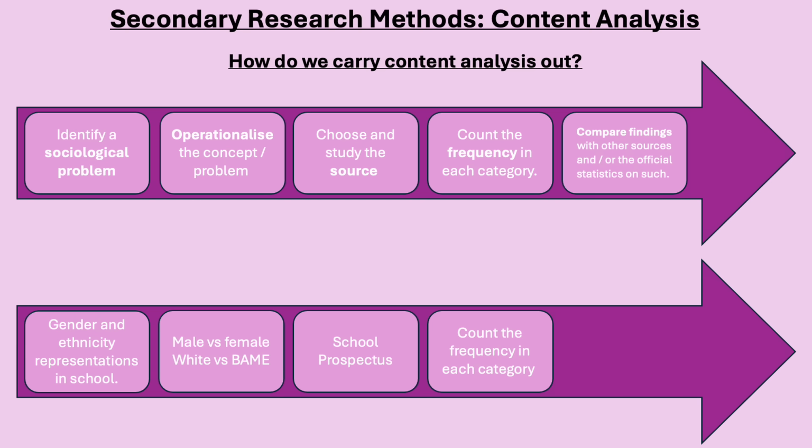We're going to count the frequency in each category, so how many girls, how many boys, how many white students, how many Black, Asian, minority, ethnic students. And then we're going to compare findings with gender and ethnicity statistics on the school enrolment. So how representative are those figures? Are they underrepresented, or could it be an act of tokenism where they're overrepresented?